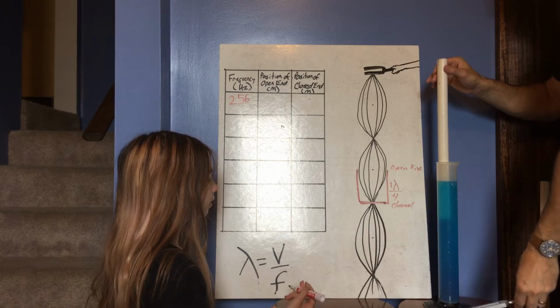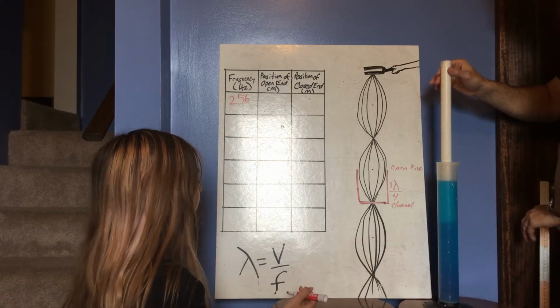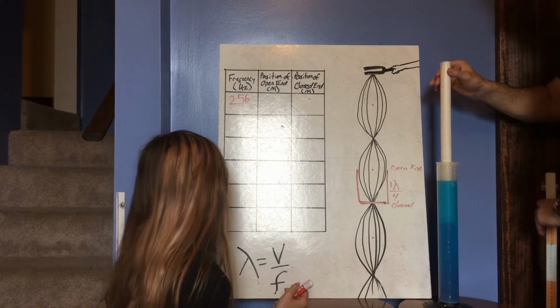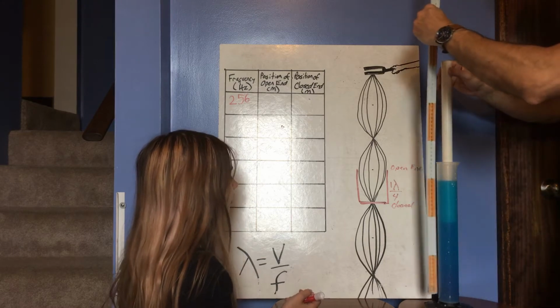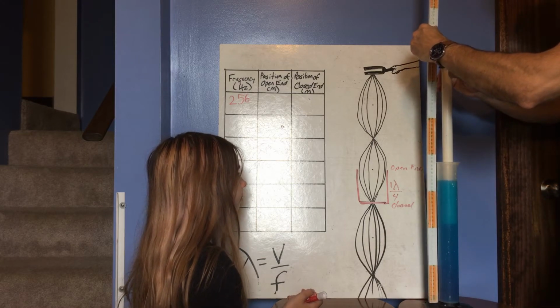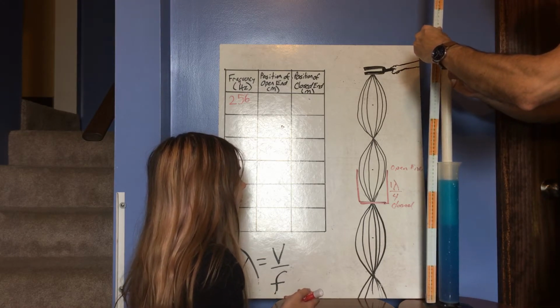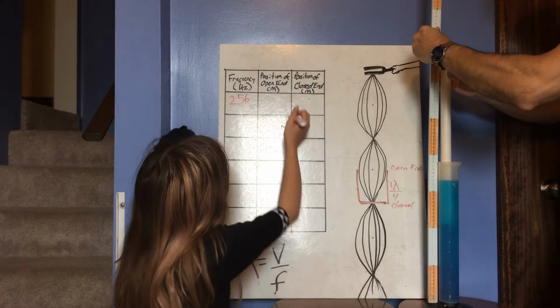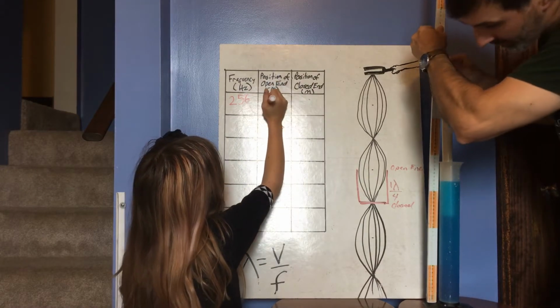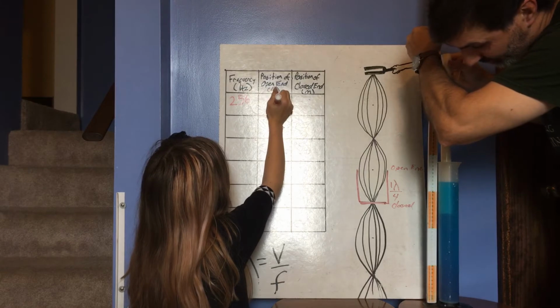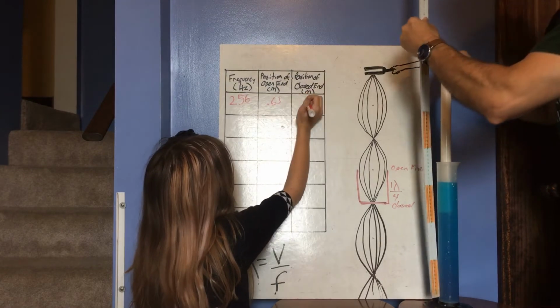So Taylor asked some really good questions. If you want to know what the difference between, let's get this data first, and then we'll answer that question. So the top position is 0.65, and the bottom position is 0.32.